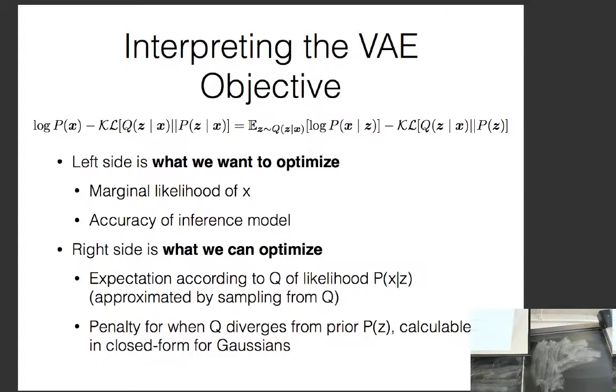My only question is, if you're optimizing the lower bound, can you comment about what, can you give any guarantees about how well you're approximating log P of X, the original thing that you want to approximate? Can you give any guarantees?